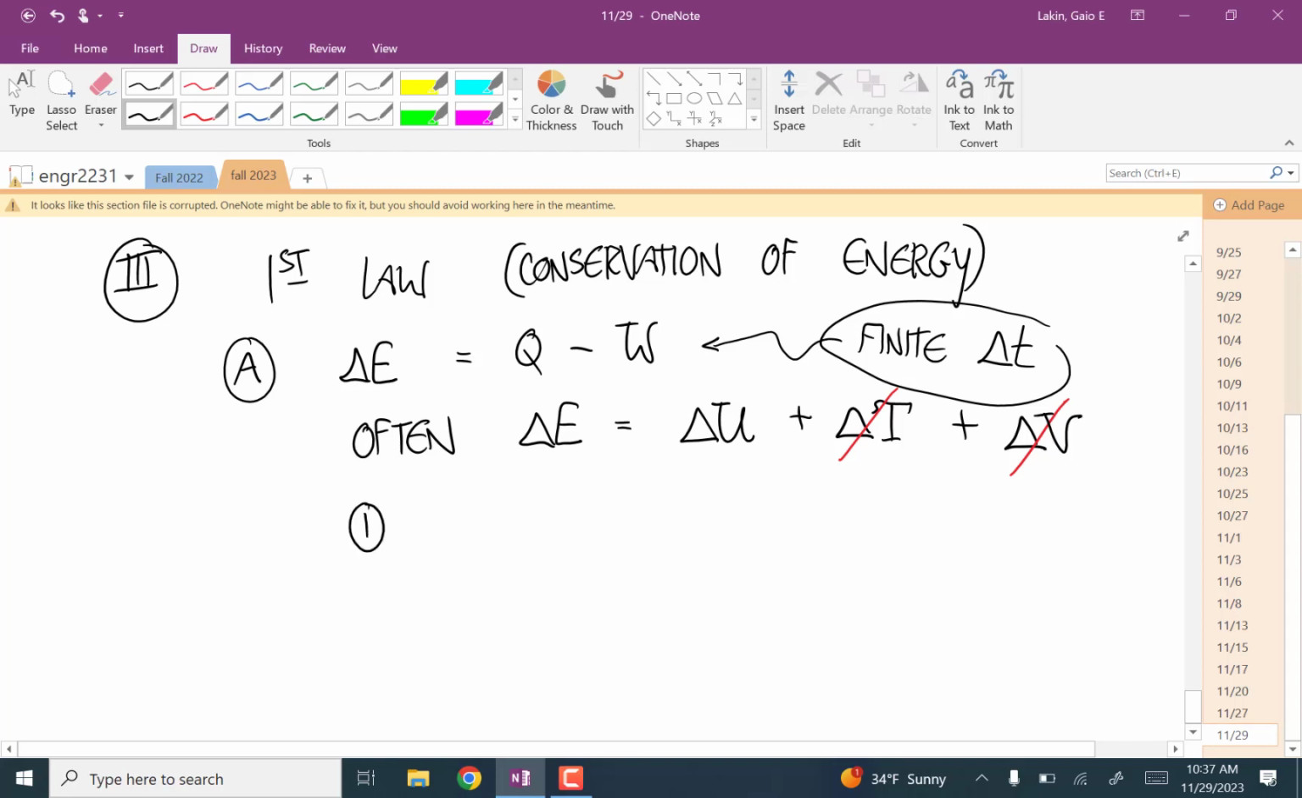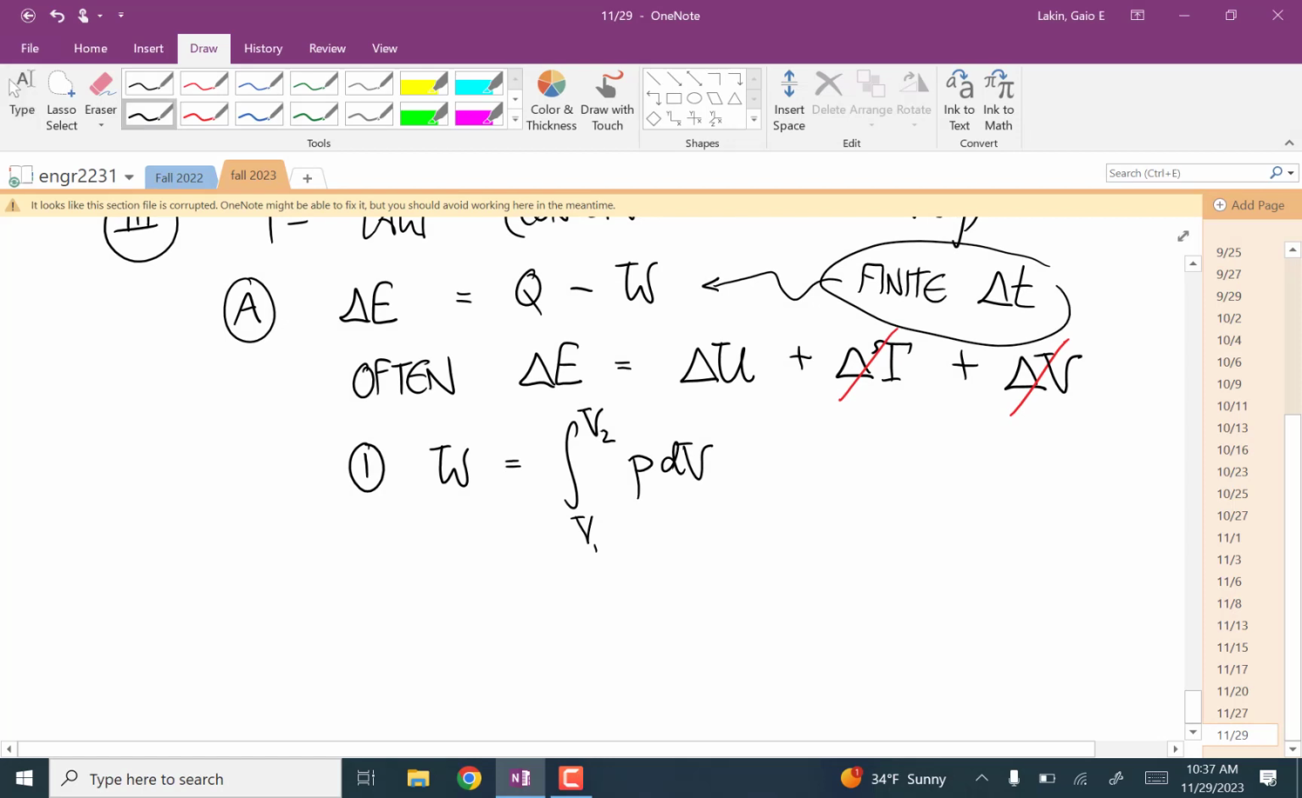One really important thing to use with this finite form of conservation of energy is the work of expansion. So that's the integral of P dV. What do you need in order to compute this? You either need pressure as a function of volume or just constant pressure.